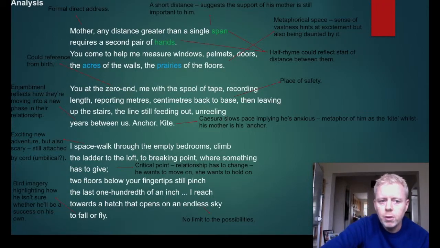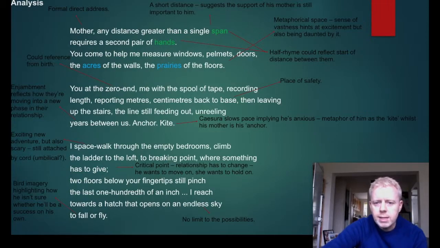Okay, mother, so formal direct address, and then you, direct address continues throughout. Any distance greater than a single span, a short distance, suggests the support of his mother is still important to him. Span and hands, half rhyme, could reflect the start of the distance between them, as they enter this new phase in the son's life.